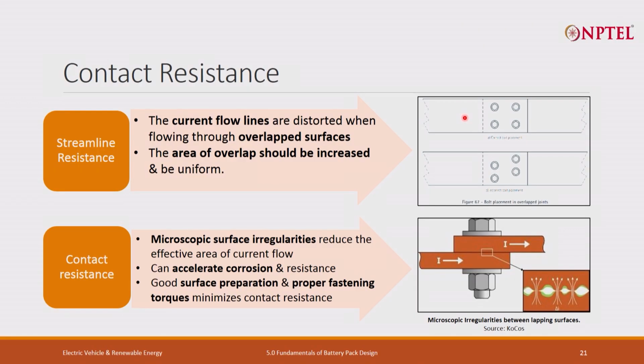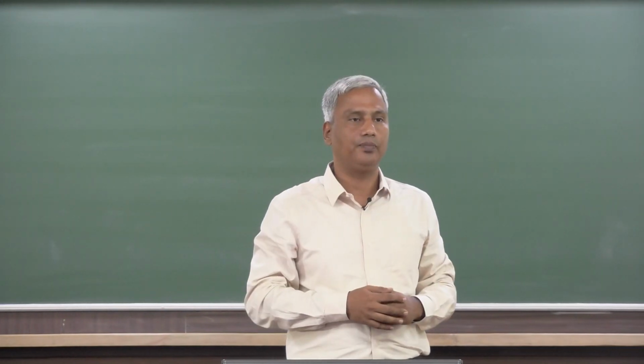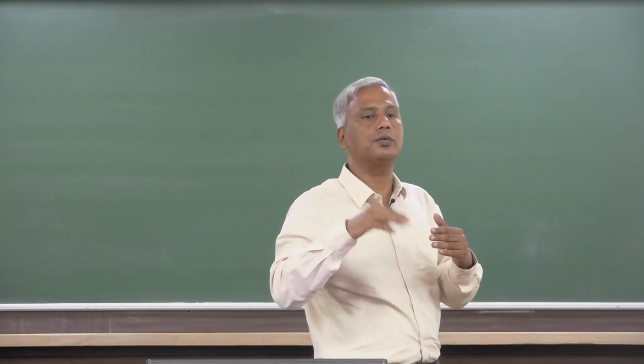The second thing is that contact resistance comes when you have an overlap of two surfaces, so it is not 100% in contact. There is a microscopic region where you have crests and other features, so only point contact would be there. You do not have a surface contact. When you have point contact, your surface area of contact is very minimal. So, you need to increase this point contact toward surface contact.